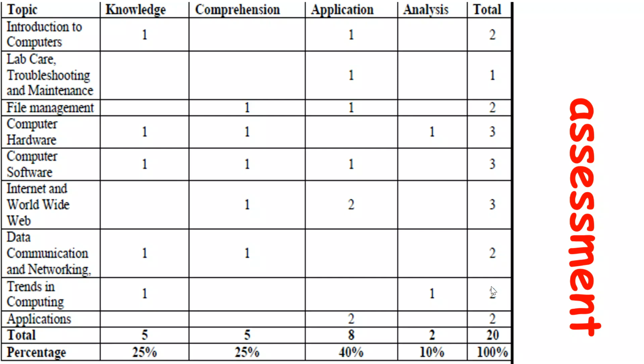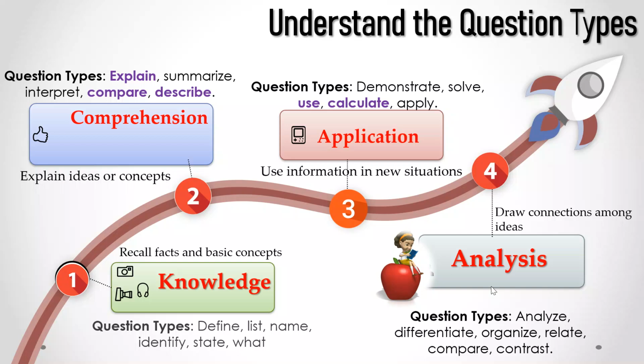Then applications contribute 40% because there are 8 questions. Then analysis contributes 10% because there are 2 questions. So we need to understand the question types very well. When we talk about knowledge questions, these are recalling of facts, or we want you to give some basic concepts. So the question types, you expect questions like define, list, name, identify, state, or what is. Those are the knowledge questions.